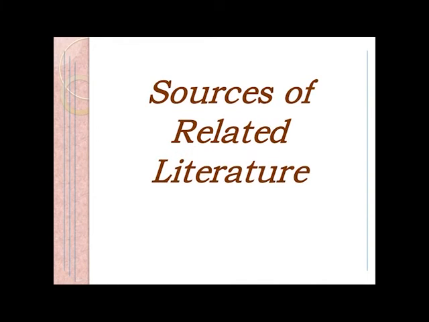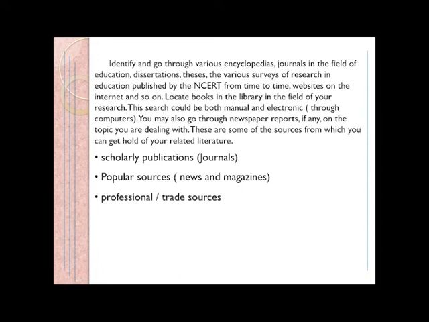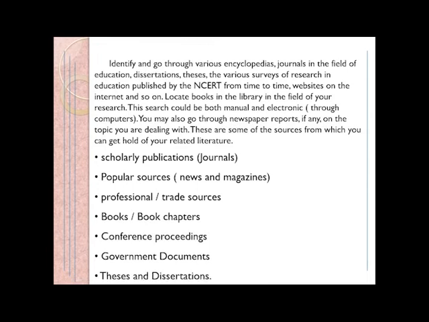What exactly are the tools for review and how to take review? This is something the researchers need to know. These are some of the sources from which you can get hold of your related literature: scholarly publications, meaning journals, popular sources, news and magazines, professional or trade sources, book chapters, conference proceedings, government documents, theses and dissertations. There are two types of sources, primary and secondary.